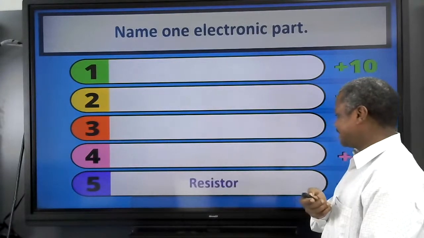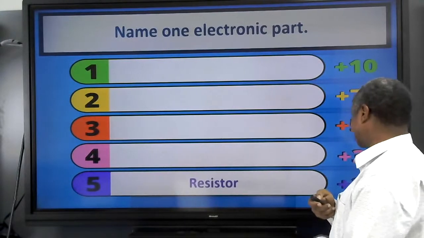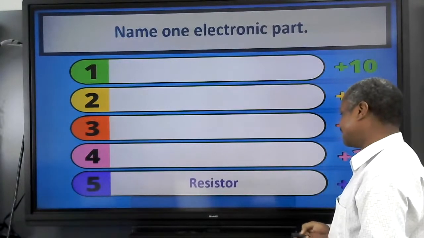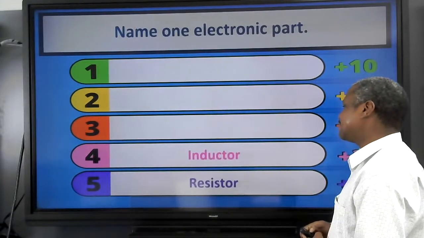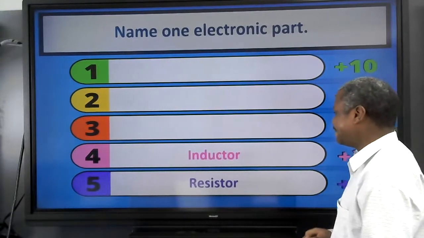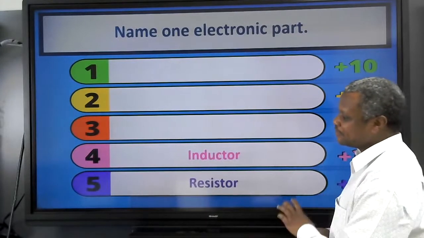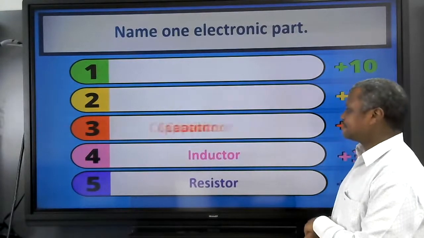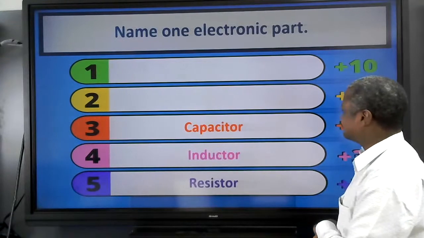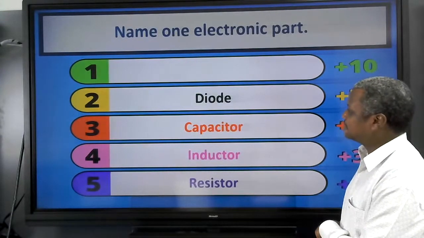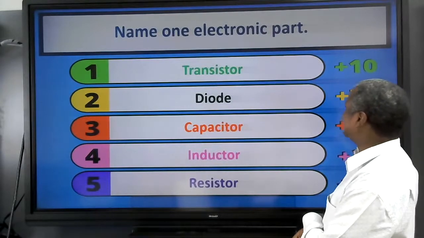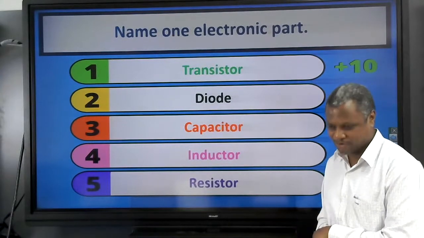Check them. Number 5, resistor, it's an easy one. It can be a variable resistor or just a fixed resistor. Then we also have an inductor. This topic we are going to study next week again. Then capacitor is about 5 points. Diode is about 7 points, and transistor is about 10 points.